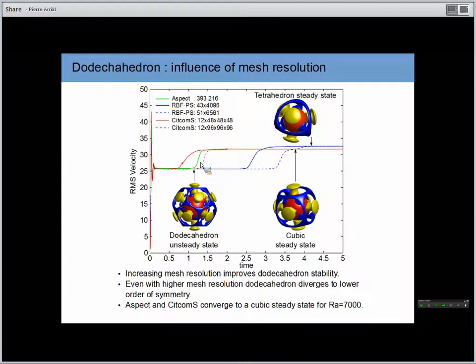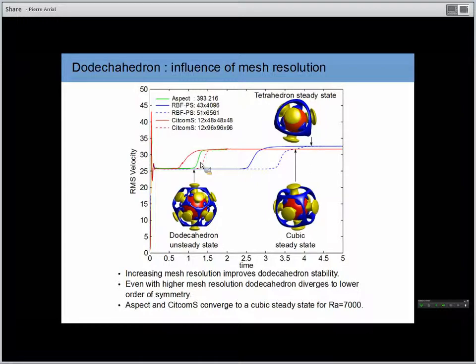So we can reproduce this model at various Rayleigh numbers to see if the dodecahedral pattern is steady at another Rayleigh number. This figure shows the final convections for the two codes, RBF and CitcomS. RBF corresponds to the figure above the line, and CitcomS the figure below the line. So we can see that we have a really wide range in pattern as a function of Rayleigh number.